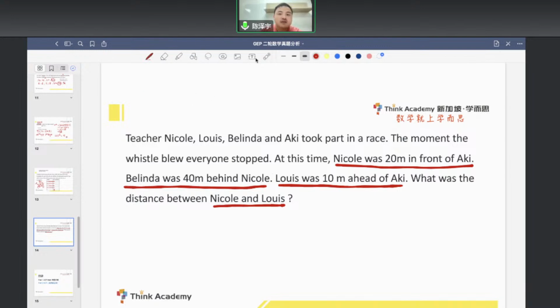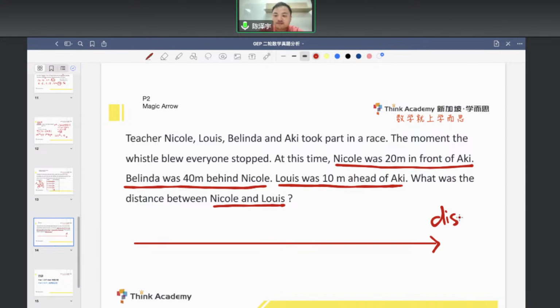For this one, we have actually taught the students in our P2 topic. It's called the magic arrow. So what is a magic arrow? It's really an arrow, a very long arrow. You can place anything on this arrow. So in this question, this arrow represents distance. We can represent who is in front, who is behind.